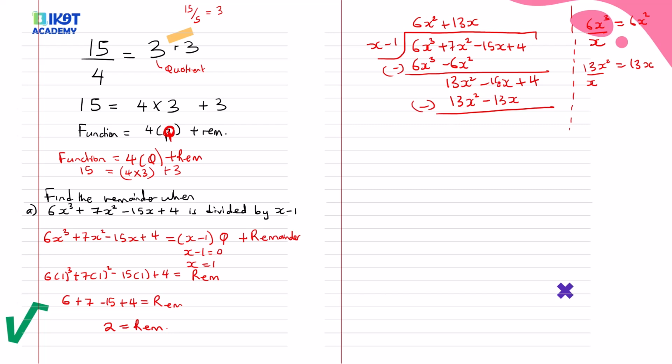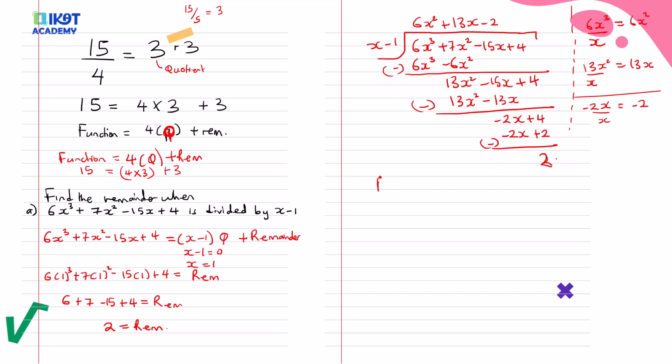Then we have negative 15 minus minus 13, which is the same as negative 15 plus 13. So what do we get? We get negative 2x plus 4. We now want to eliminate this. Same thing: negative 2x divided by x. What do we get? Negative 2. Multiply minus 2 through everything: minus 2x plus 2. We subtract everything. Minus 2 minus minus 2 becomes minus 2 plus 2, this goes, and 4 minus 2 is 2. So this is the remainder.